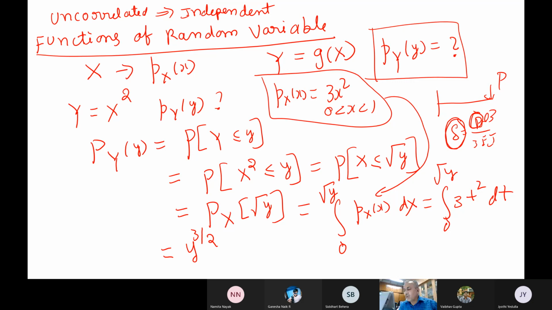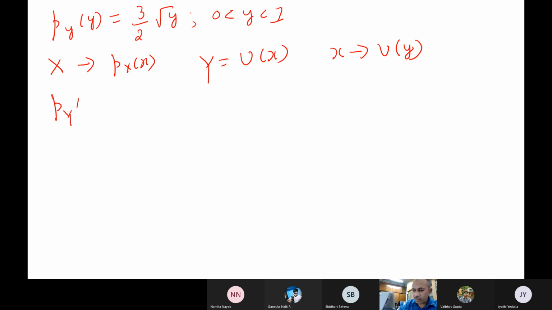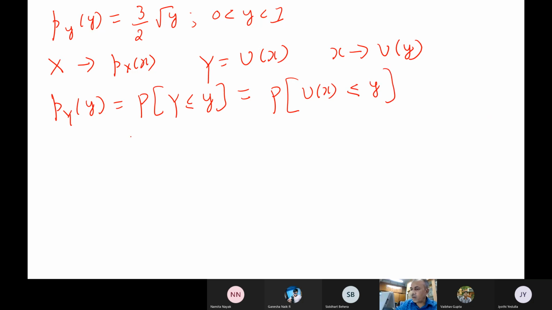Now let us generalize this statement. If I have x with density p_x of x, and y is some u of x, you can do the inverse also. That means x is v of y. You follow? Now we want to find out p_y of y. This means P(Y less than or equal to y), so P(u of x less than or equal to y), which is the same as x less than or equal to v of y. You follow the same expression.